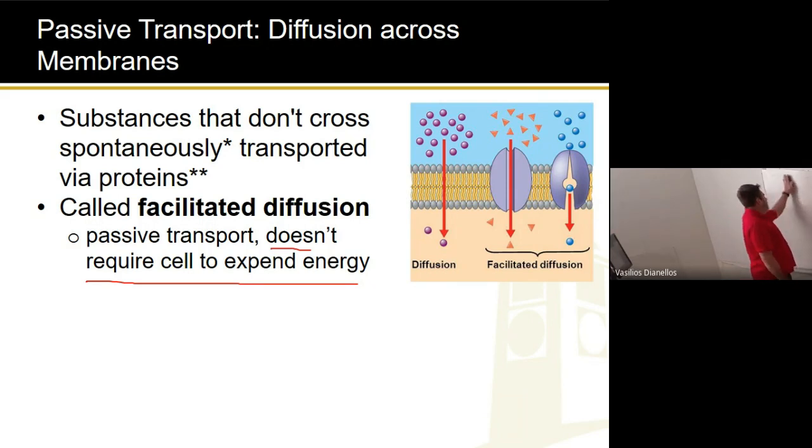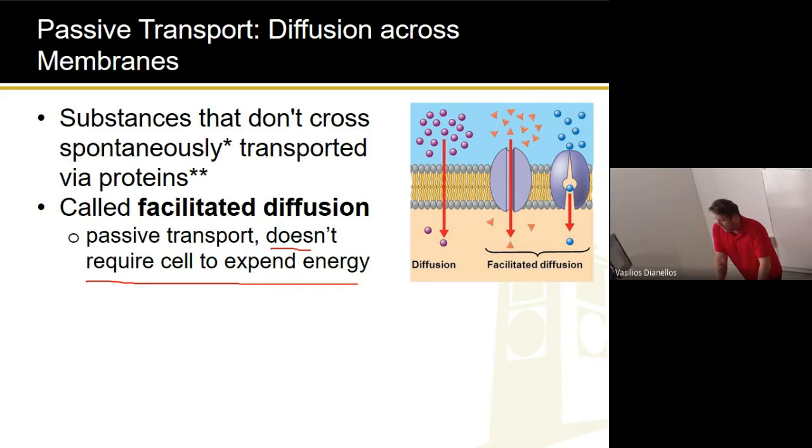Facilitated diffusion. So we're still going from an area of high concentration to low concentration, but for whatever reason, the solute, the thing that's being diffused, can't go through the membrane. So it basically needs help to pass through it. All right, no questions about that.